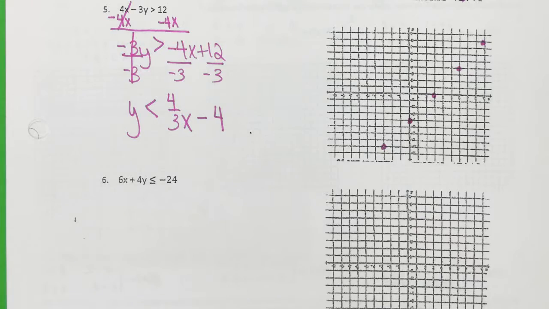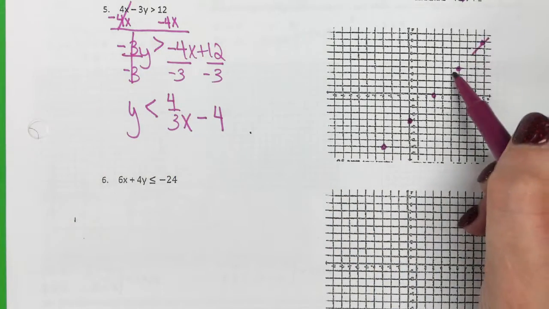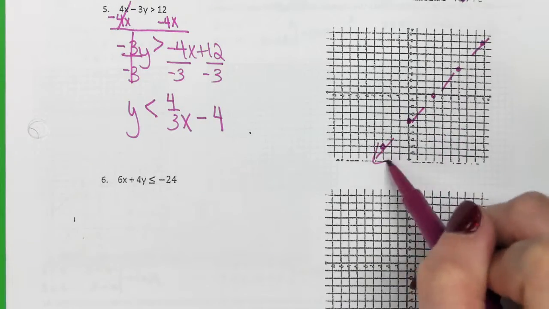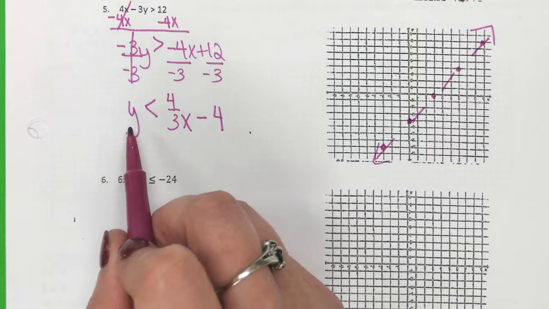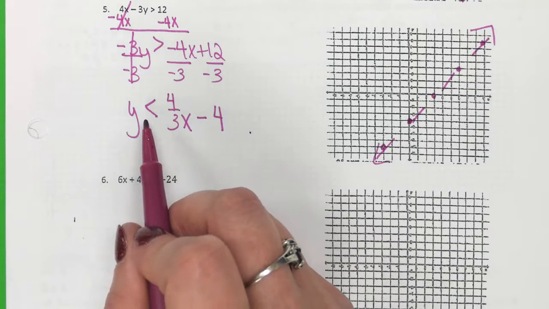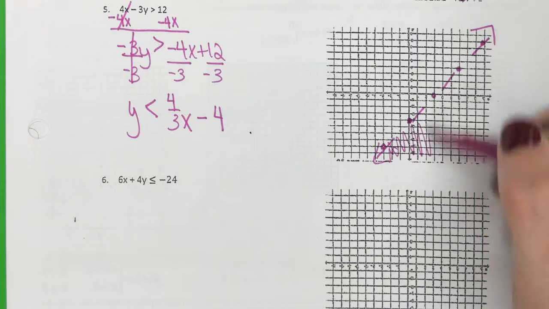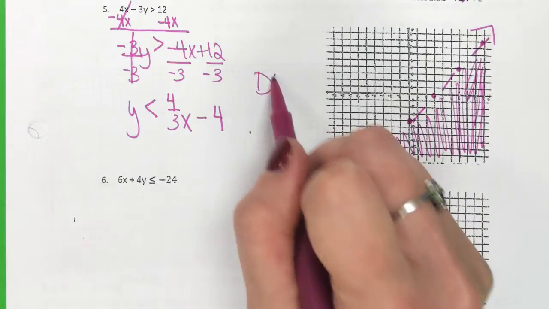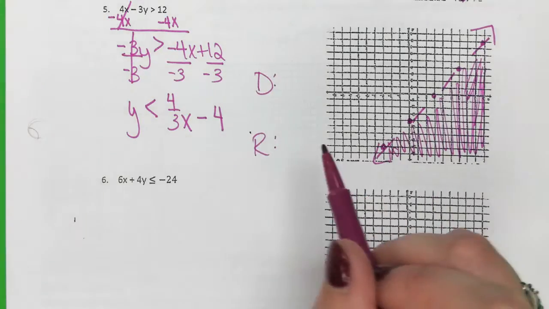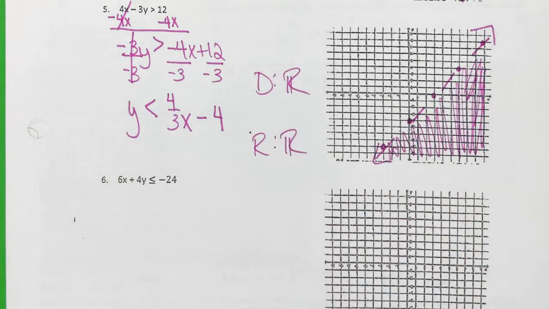All right, dotted line or solid line, open or closed? There you go, dotted. So just make it look like it's dotted, okay? And it says y less than. Where do your y's get less than? Top or bottom? Bottom. All right, what about domain and range? There you go. For both of them or just one of them? There you go. We got one more.